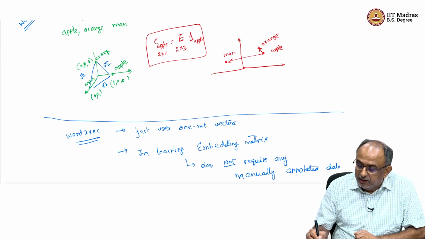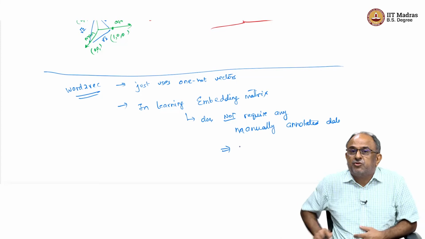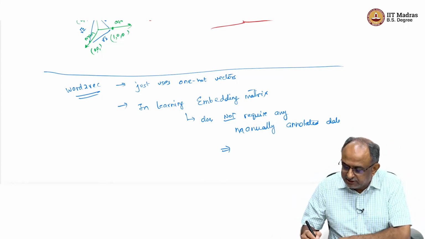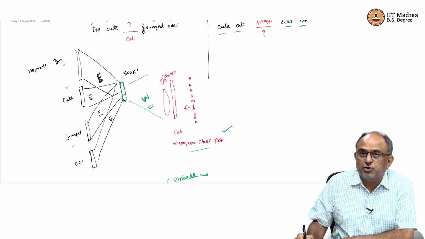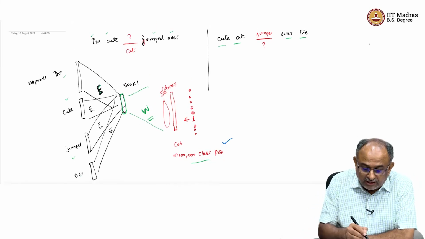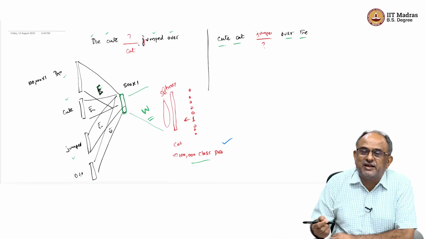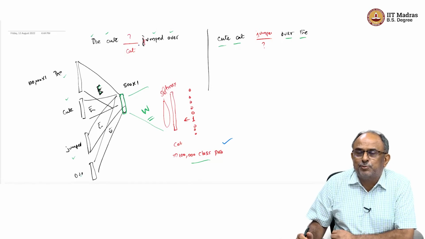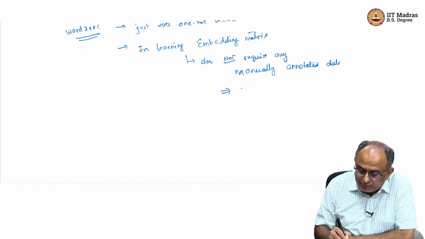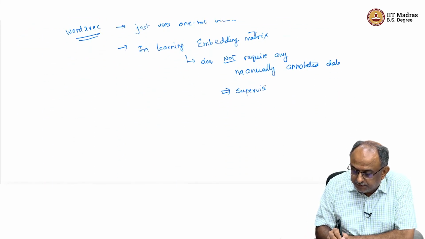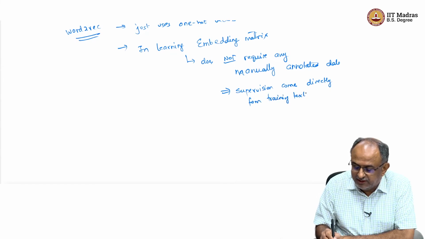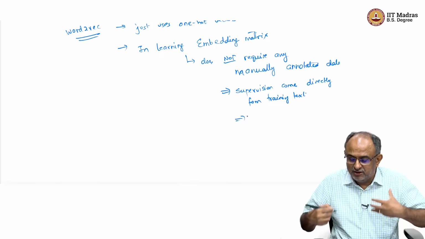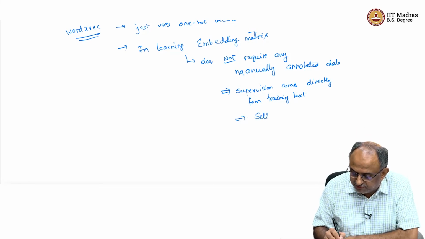It is supervised learning in some sense. Why is it supervised? Because I am telling it what it should learn. I am telling, can you predict the correct missing word? I also know the word, but the word came from the original text itself. So that is why it is often also part of self-supervised learning. Basically, supervision comes directly from the training text itself. So, we call it self-supervised learning. Okay.